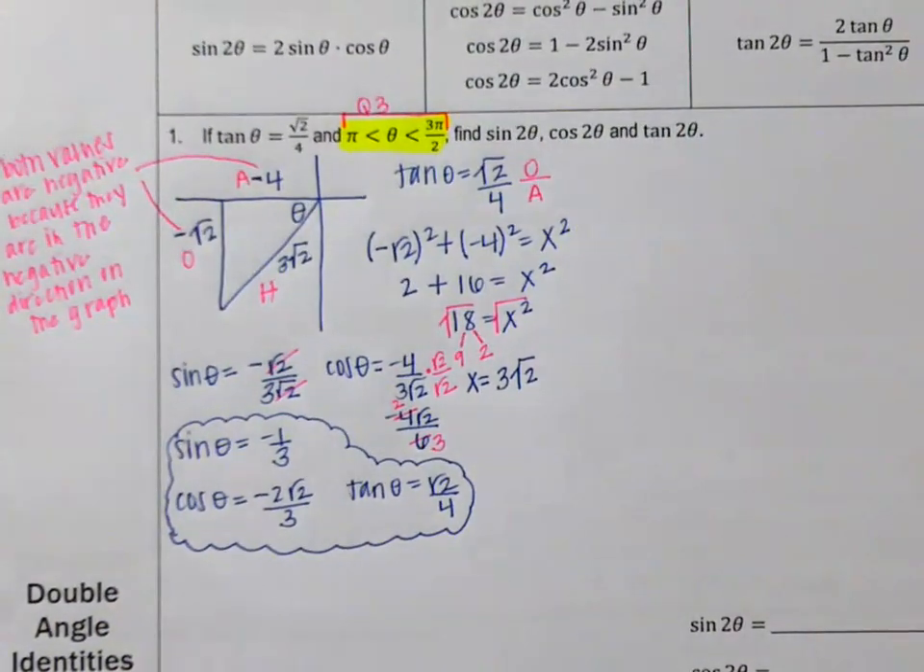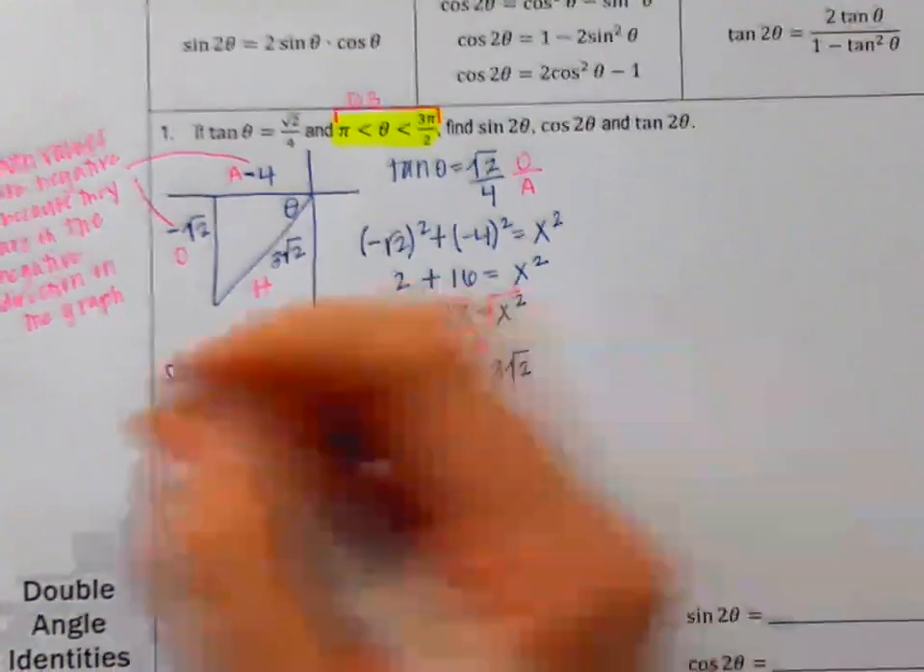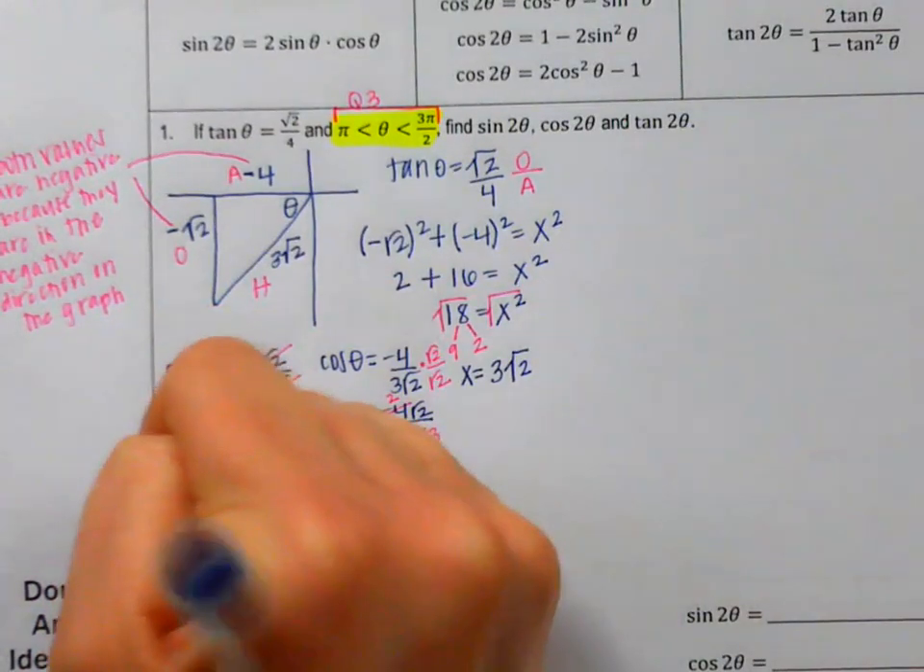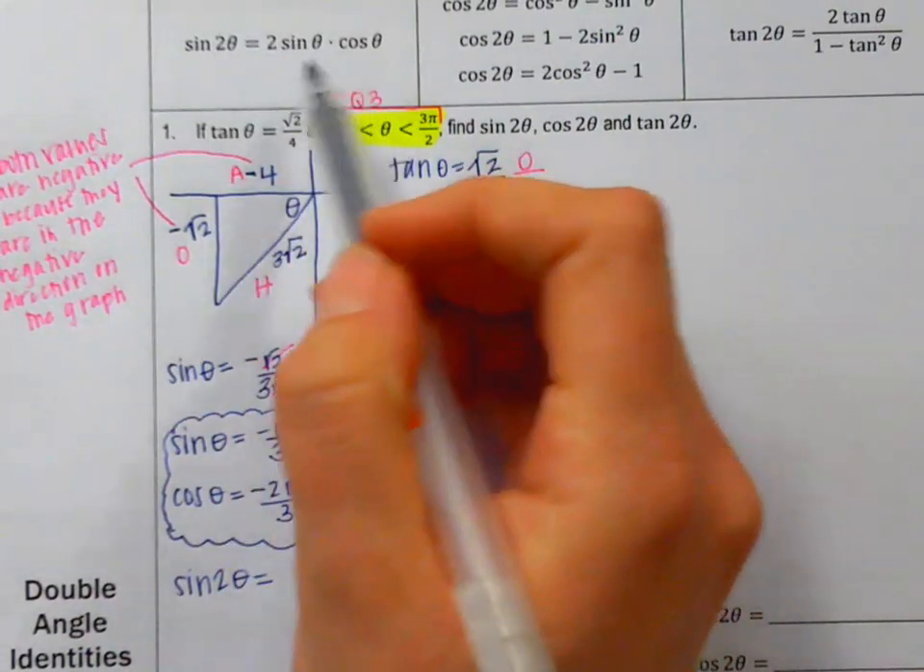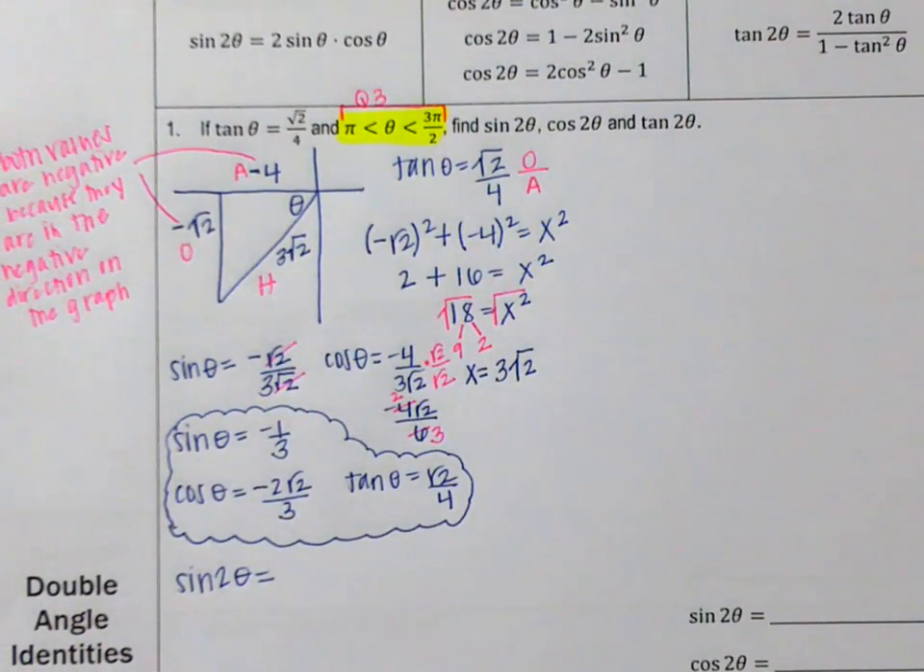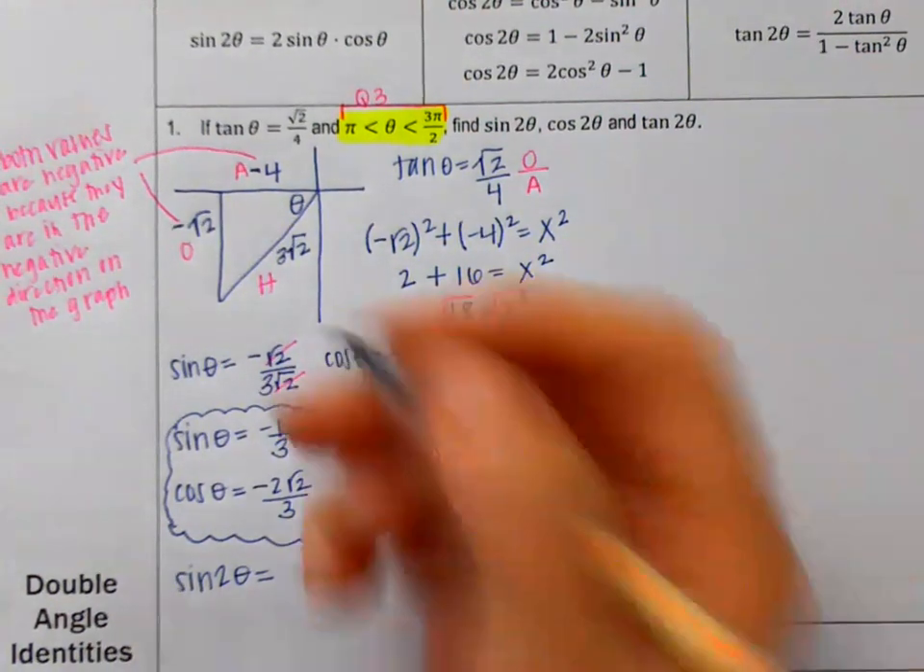Okay, so we're now going to start. Unfortunately, that was just the base work for finding everything else. Now that we found all of our singular trig functions, we can start to find sine of 2 theta, cosine of 2 theta, and tangent of 2 theta. Let's start with sine of 2 theta. That's going to be using the formula above: 2 times sine theta times cosine theta.